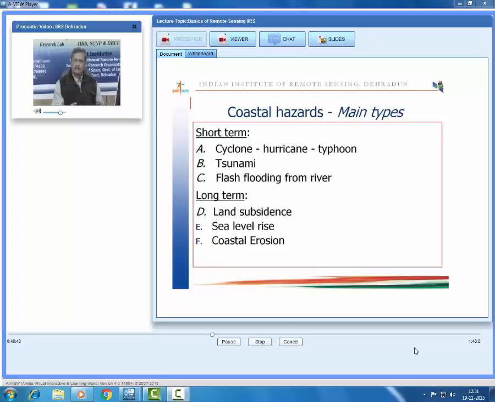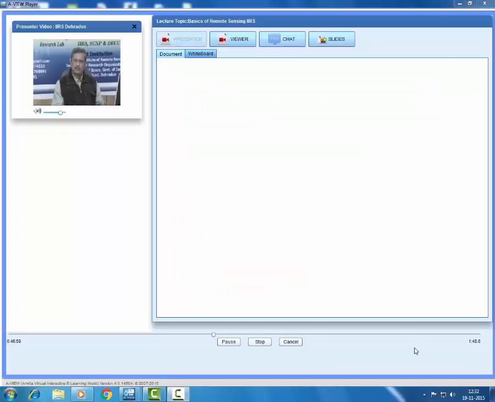We can divide hazards into the short term and the long term. Short term hazards come and go very fast, like tsunami, cyclone, hurricane, typhoon, and flash flooding from the river. Long term hazards are chronic, but also very important, like land subsidence in the coastal area, sea level rise, and coastal erosion.